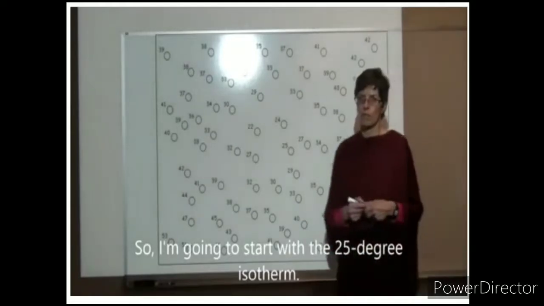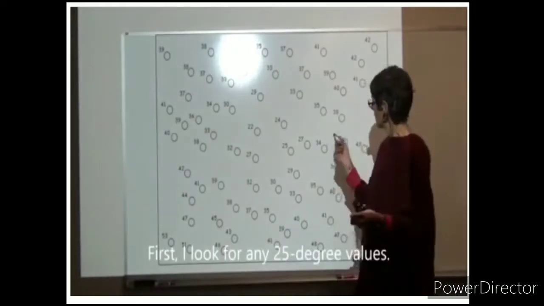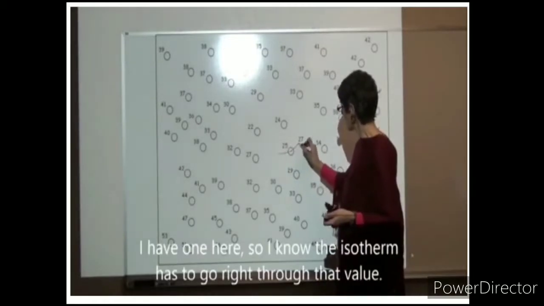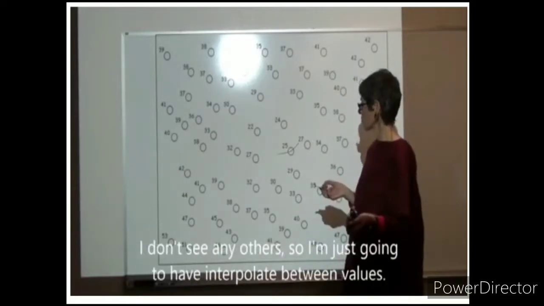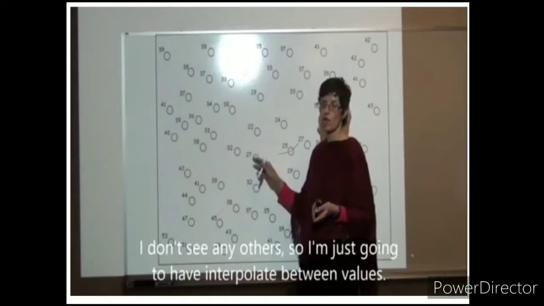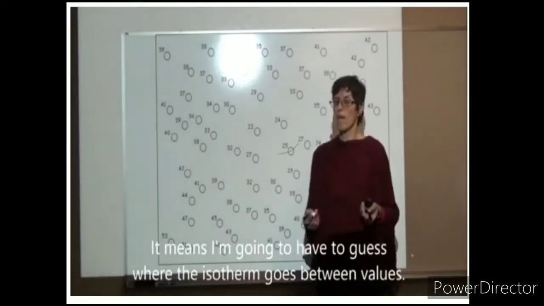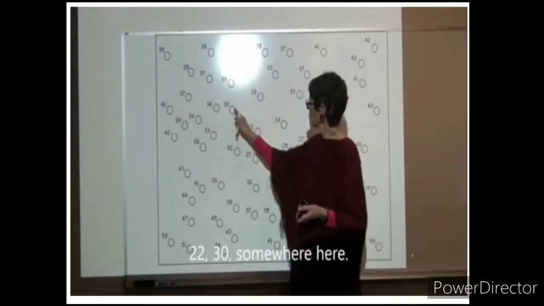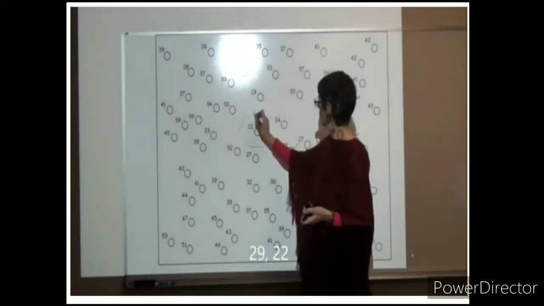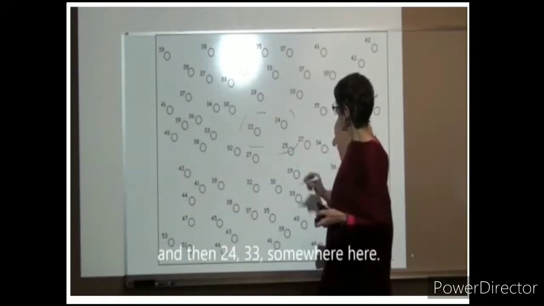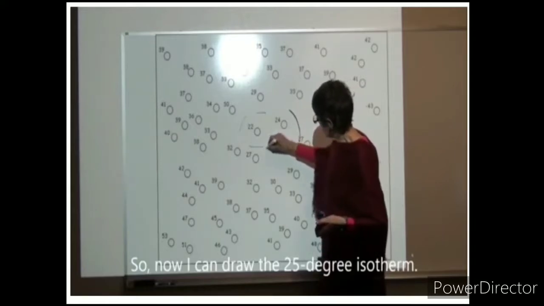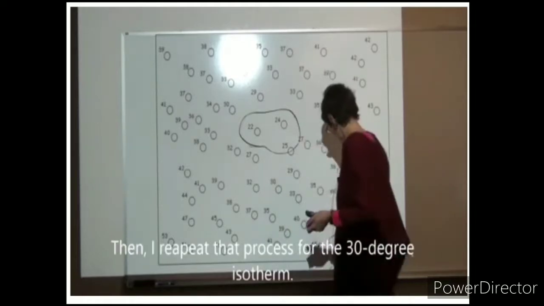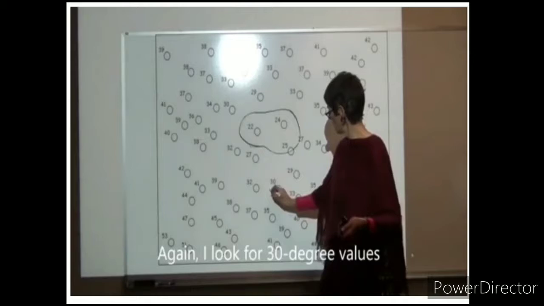I'm going to start with the 25-degree isotherm. First, I look for any 25-degree values. I have one here, so I know the isotherm has to go right through that value. I don't see any others, so I'm just going to have to interpolate between values. It means I'm going to have to guess where the isotherm goes between values. 22, 27, 25 should be right here. 22, 30, somewhere here. 29, 22. And then 24, 33, somewhere here. So now I can draw the 25-degree isotherm. Then I repeat that process for the 30-degree isotherm. Again, I look for 30-degree values.